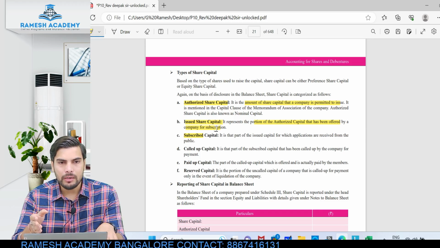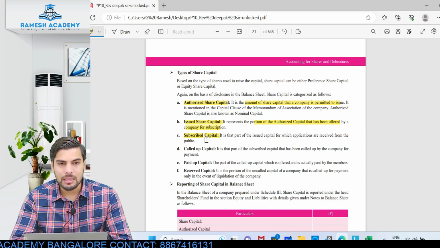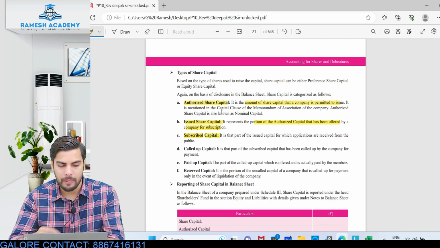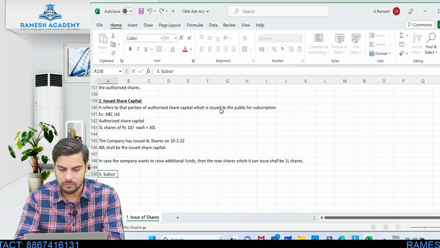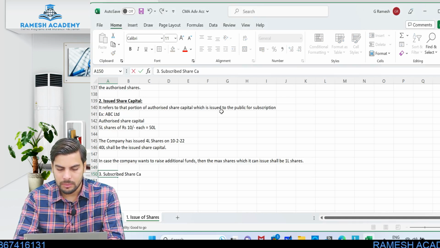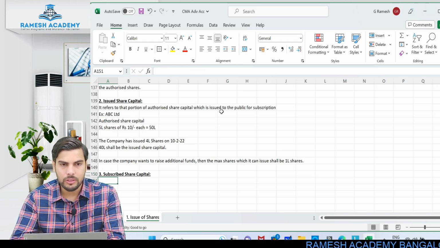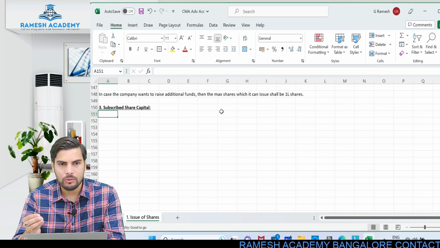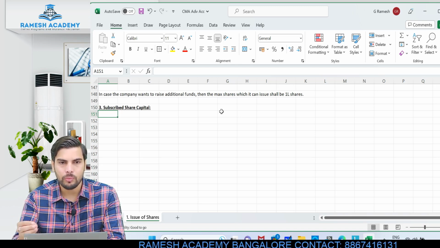So why am I telling you this? Look at this next thing, subscribed share capital. What does this represent? This is nothing but that portion of issued share capital which is actually being subscribed by the public. Let me just write it over here. Subscribed share capital. What is the subscribed share capital? It refers to the value for which public is subscribing. So if the company is issuing 4 lakh worth of shares or 4 lakh number of shares, and they are subscribing, let's say, for 3,80,000, that 3,80,000 would be subscribed shares.